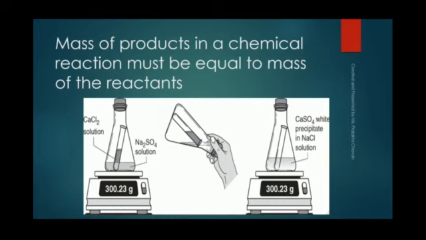And to make the masses equal, the number of atoms that take part in the chemical reaction must be equal. And for the number of atoms to be equal, we need to balance a chemical equation. And hence, balancing is very important.